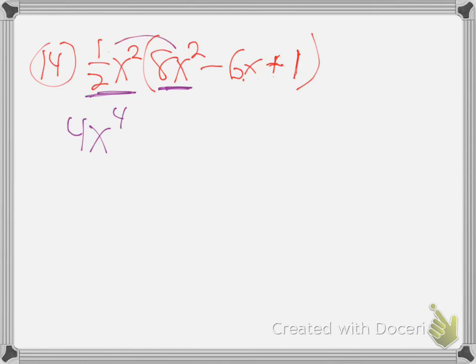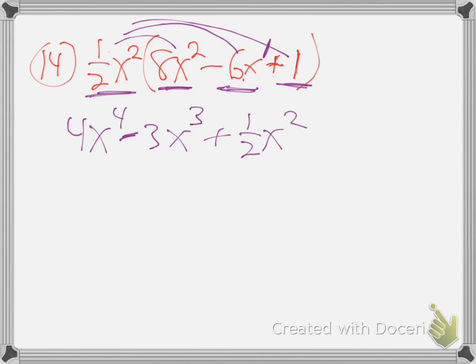So he went there. Now he's going to go to the middle guy. Half of 6? 3. It's negative. Negative 3. And the powers add. What powers on this one? 1 and 2? 3. Out front numbers multiply, powers add. Okay. And then it goes to the back one. Anything times 1 is just itself. Half x squared. There we go.